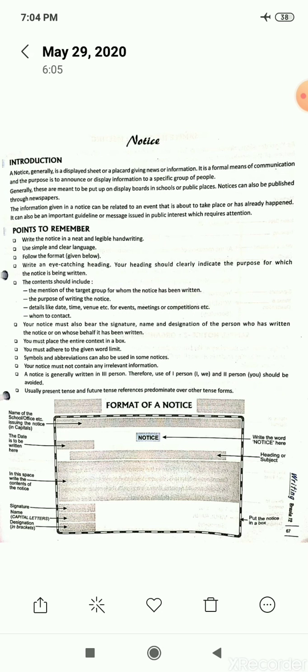Venue means the place, the destination fixed for visiting. Then what events would be there, and any type of competition or any other important event, if that is to take place. All these things are to be included. That is a must. The last detail is whom to contact.